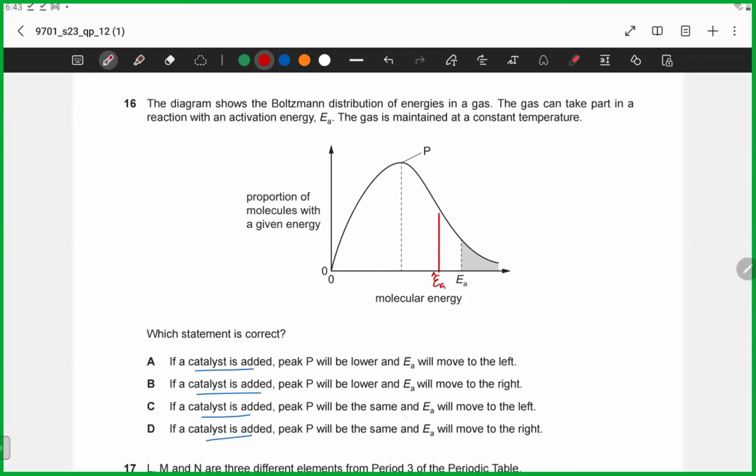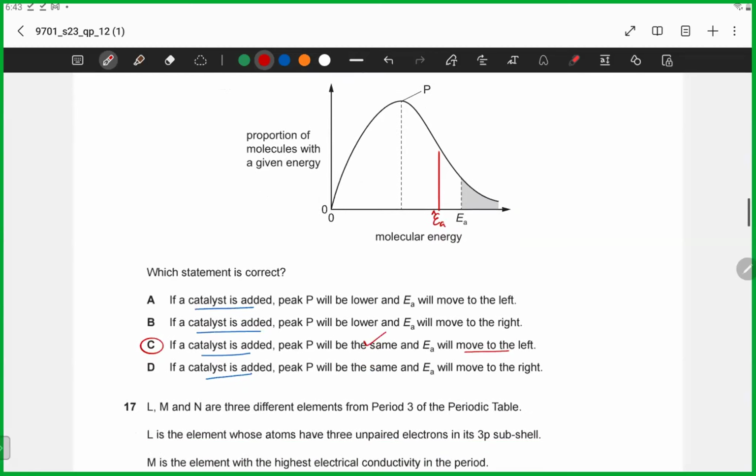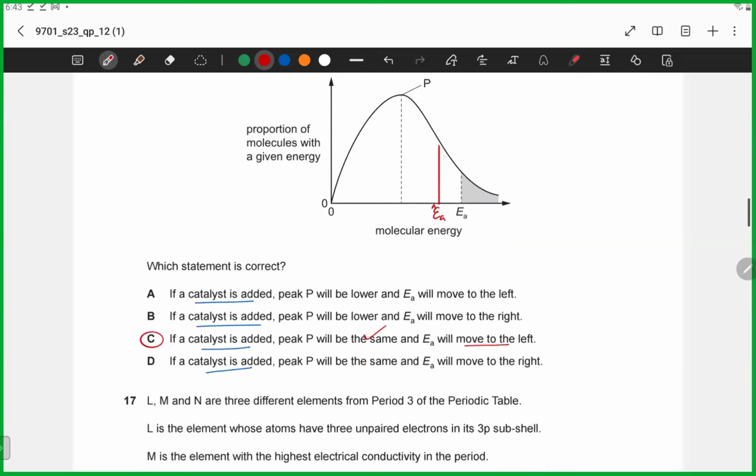The peak will be the same. ठीक है? And the EA will move to the left. That's it. ठीक है? And you'll have more particles that will have energy greater than activation energy, so you'll have more successful collisions. ठीक है? पहले तो सिर्फ only these particles were able to successfully collide. Now these particles will also be able to successfully collide.